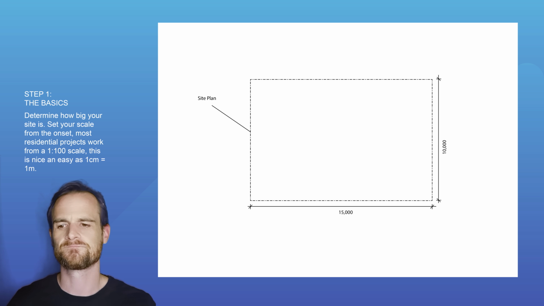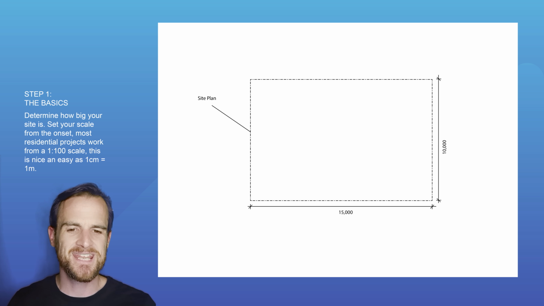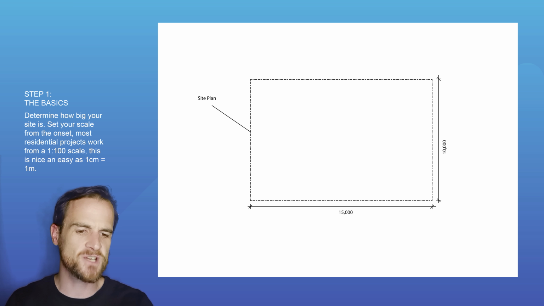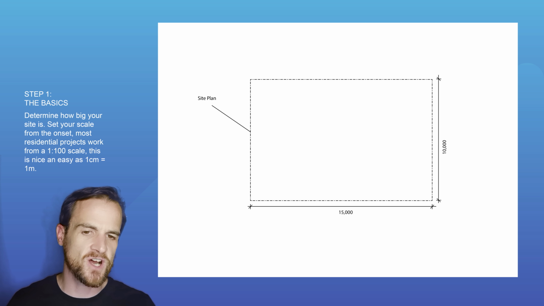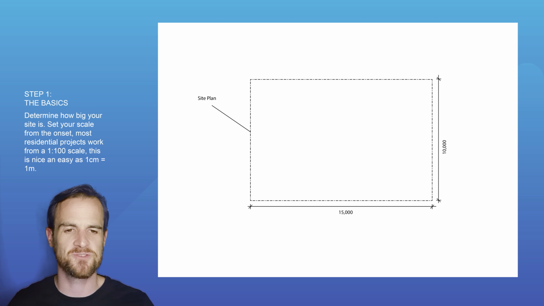So let's get started. Step one is the basics. Often overlooked, really, really important. You're going to need to think about how big your site is going to be. In this case, the site's 15 meters wide by 10 meters deep. You can see I've already started working on the correct conventions. The site has that chain line, the dimensioning lines are fine, and I've done my measurements in millimeters without using the mm at the end.